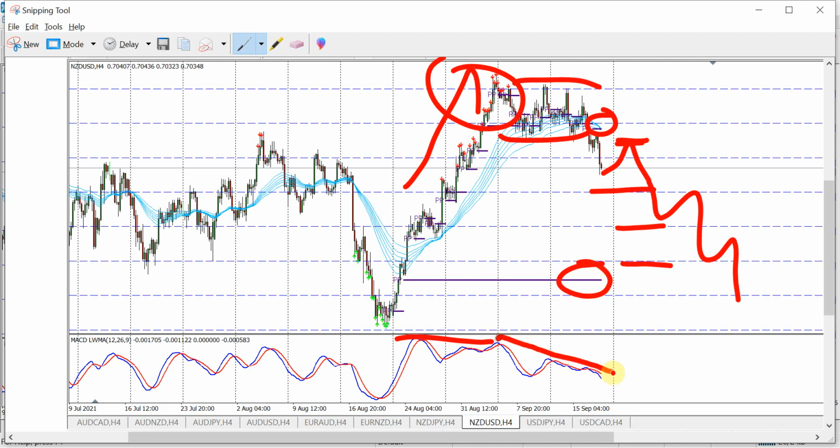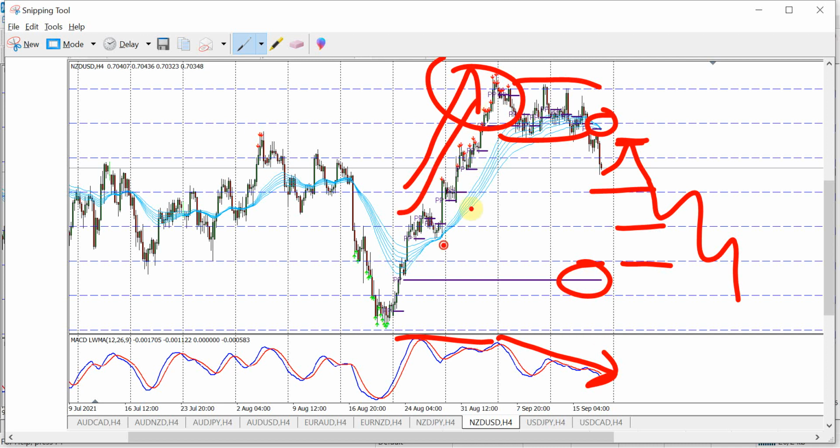And now we're starting to see the MACD pointing down on here, so this could be the start of a downtrend. But these trades happen over and over and over again, and you just got to be patient and wait for these setups to occur, and then you'll be in a pretty good place.